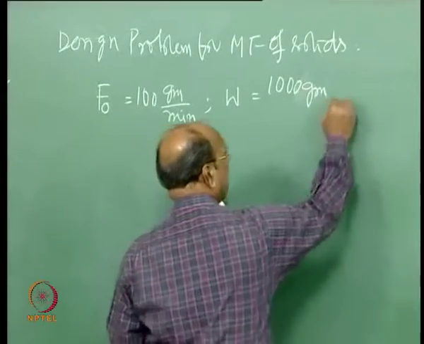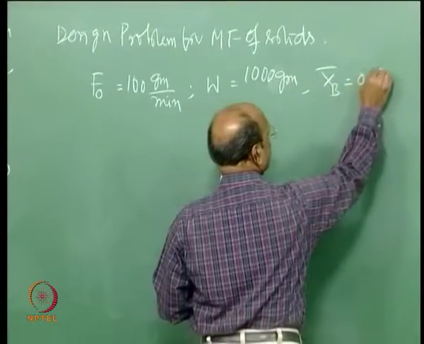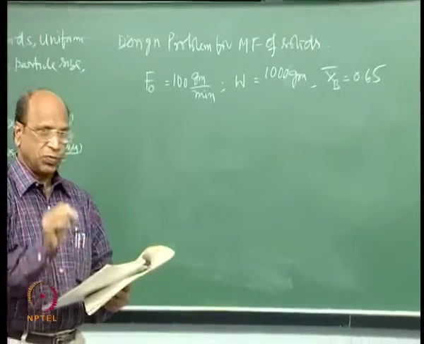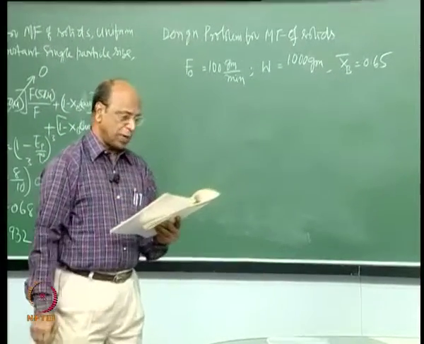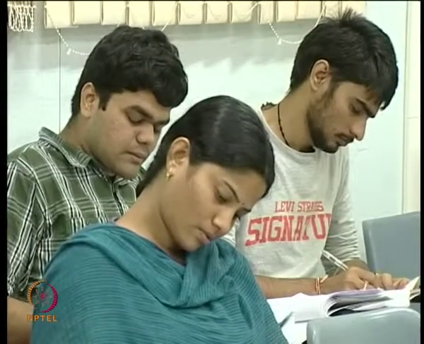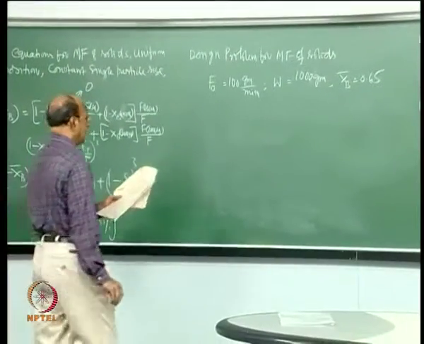And x bar b equal to 0.65. Okay, this data is given for the bench scale laboratory reactor. So, next one, assume uniform gas composition throughout the reactor. Okay, assume uniform gas composition throughout the reactor.